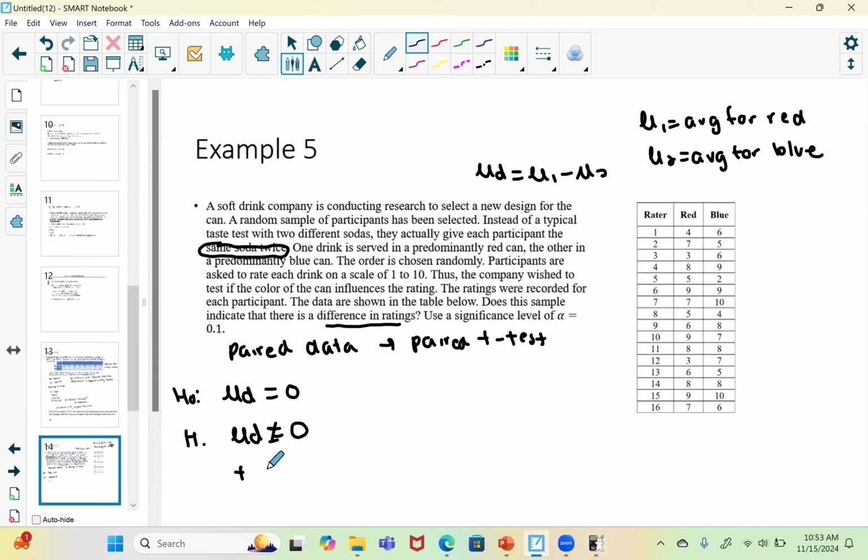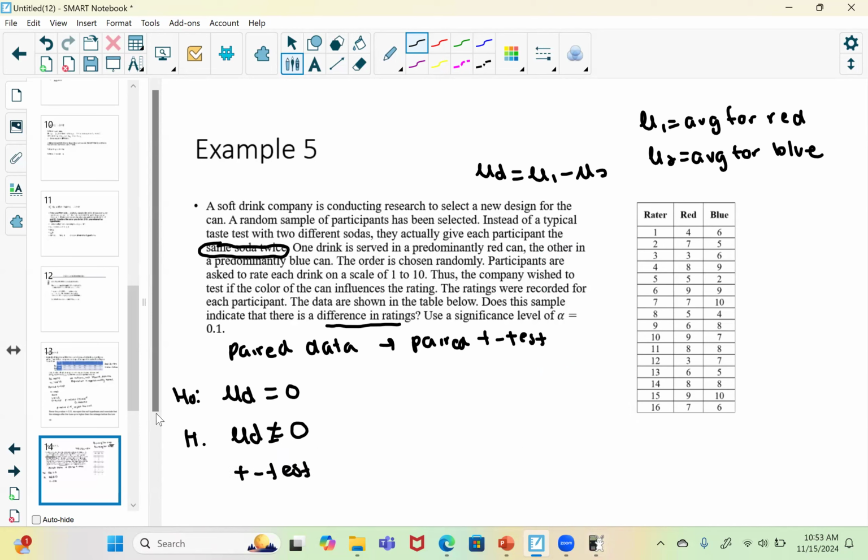And again, the test is a t-test that we run. And we're going to put our data in our calculator. So we're going to go to stat again, edit, anything in your list, delete. Okay, so I'm looking at red, blue. I don't really care about the rater. It's just indicating like first participant versus 16.